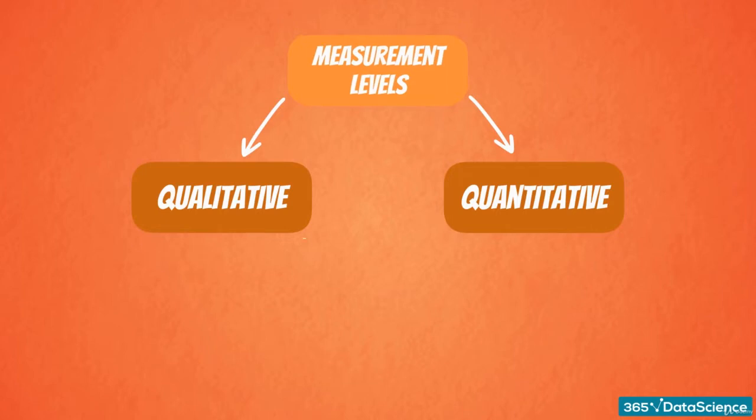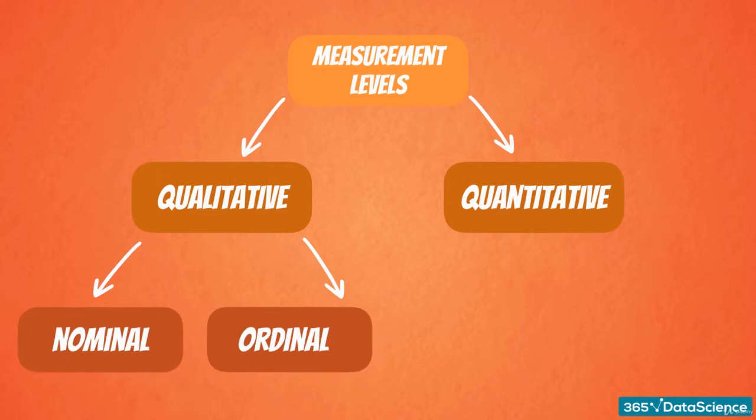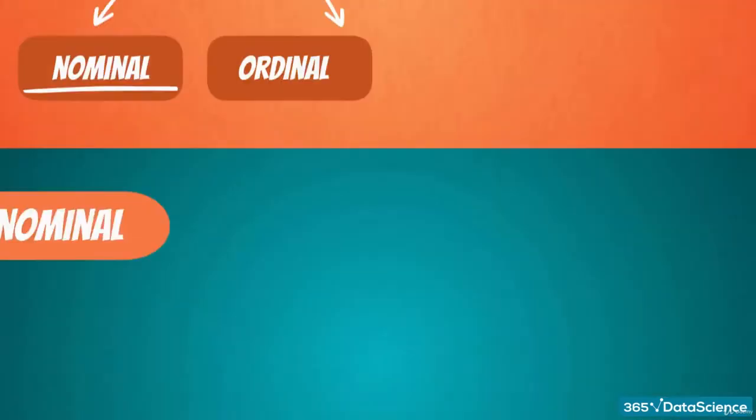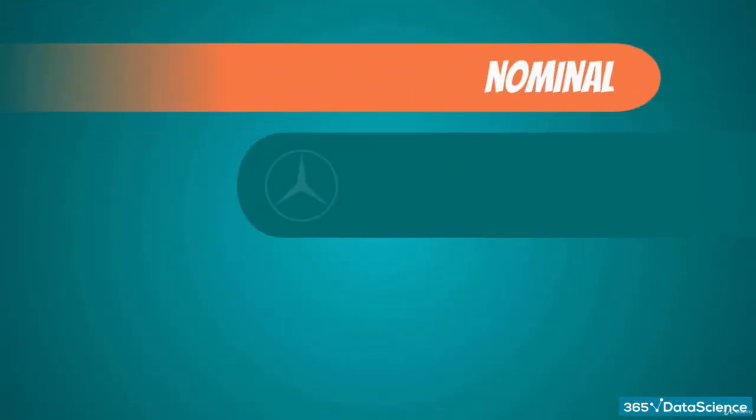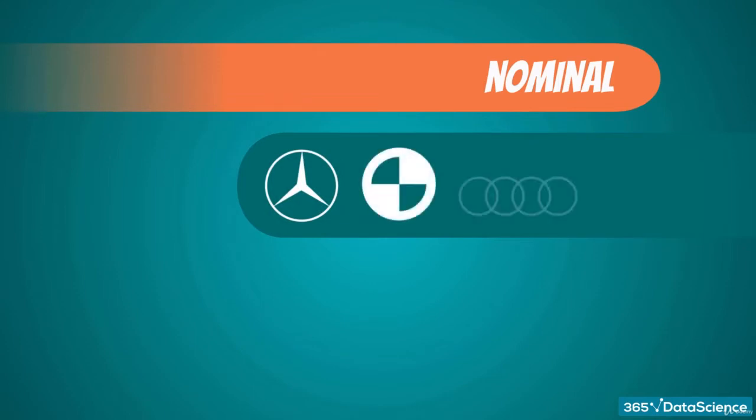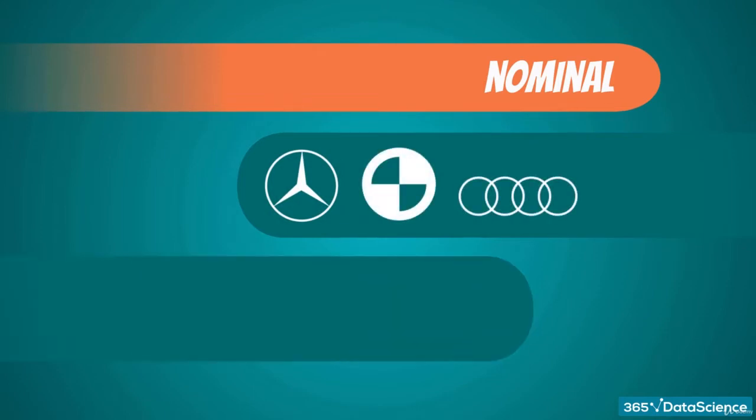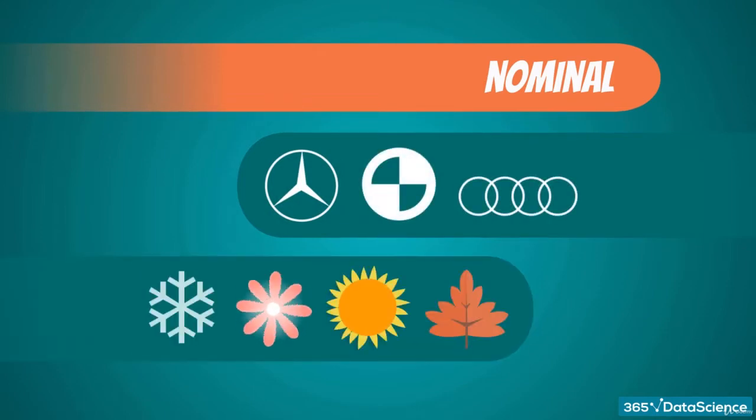Qualitative data can be nominal or ordinal. Nominal variables are like the categories we talked about just now, Mercedes, BMW, or Audi, or like the four seasons, winter, spring, summer, and autumn. They aren't numbers and cannot be ordered.